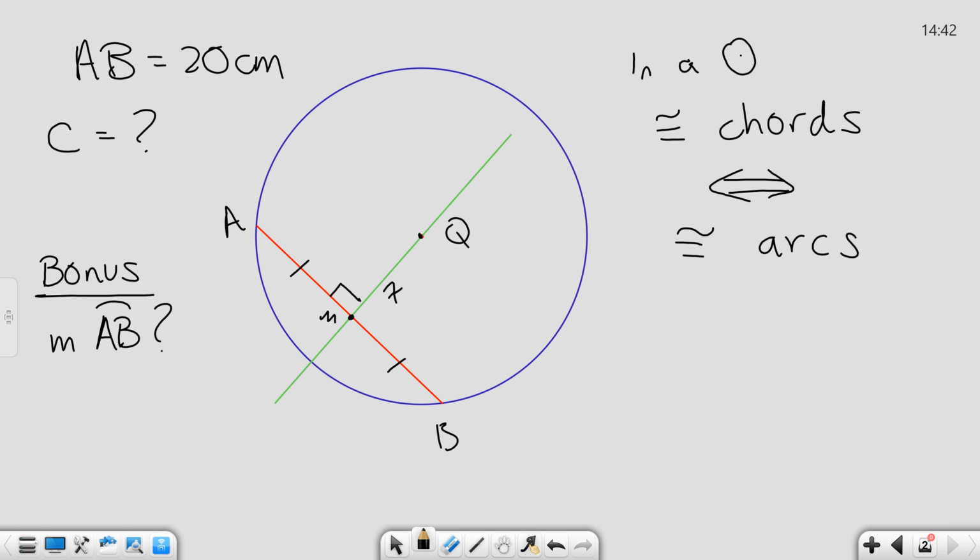Okay, hold on, quick question, sorry to interrupt. The bonus question, am I asking you for an arc measure or an arc length? Measure. So your answer should be in degrees or centimeters? Degrees, correct. Carry on. I'm just gonna try this and see what I get.